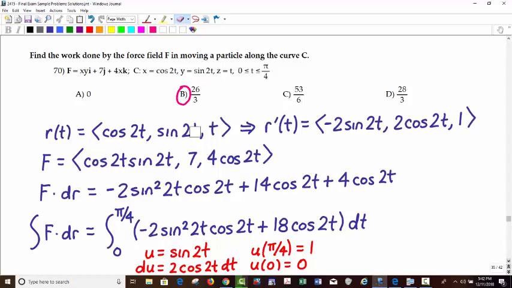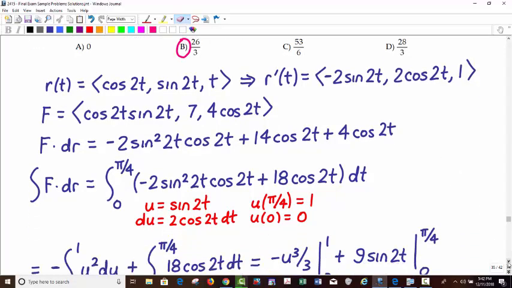So we have to then substitute to convert the force over to a function of t. So the first one's x times y. So it's just cos t times sine 2, cos 2t times sine 2t. Middle component's just 7. So the first one, the k will be 4x. So it'll be 4 cos 2t.